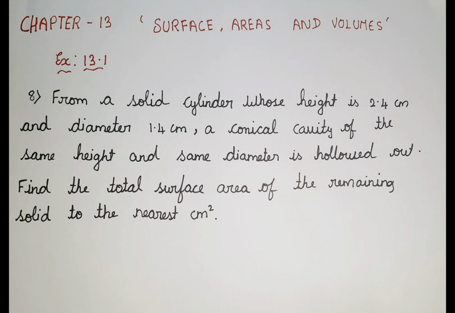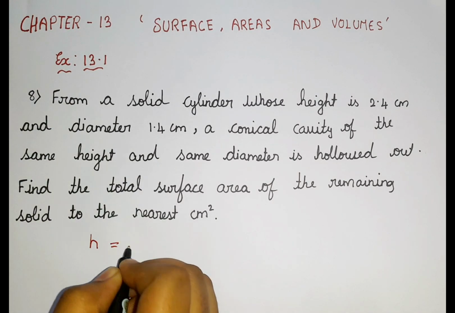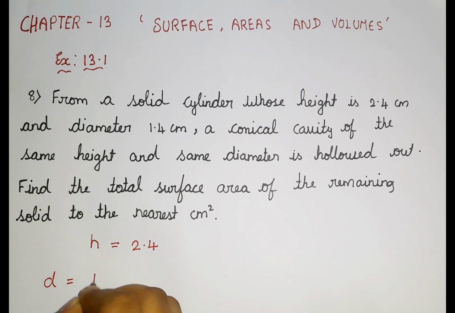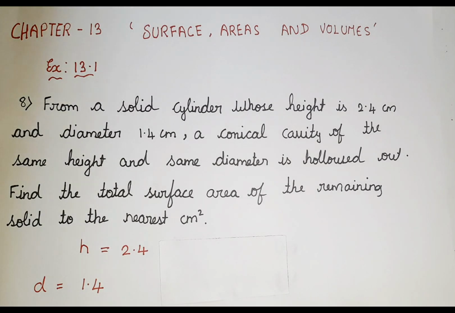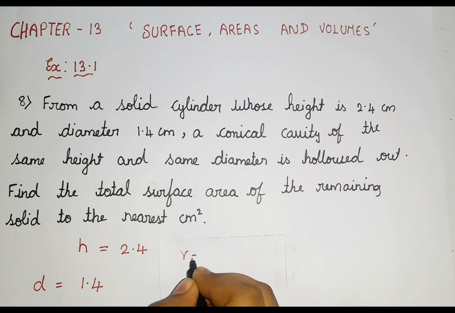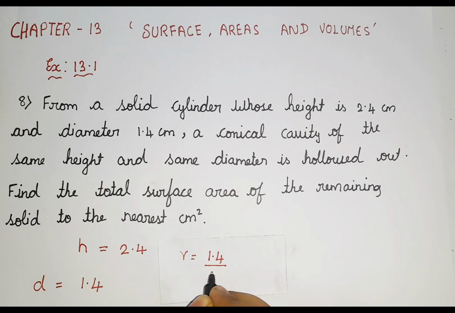Okay, so now since you guys know the height is 2.4 and the diameter is 1.4, if you know the diameter, then we can easily find the radius. So how to find the radius? If the diameter is 1.4, here we shall write the 1.4 as it is, and we are supposed to write divided by 2. Okay, so this is how we find the radius.